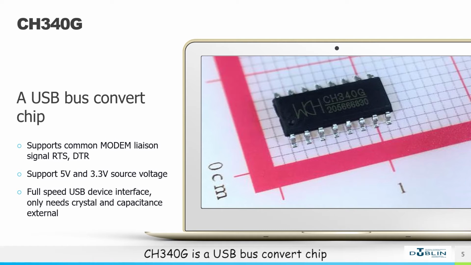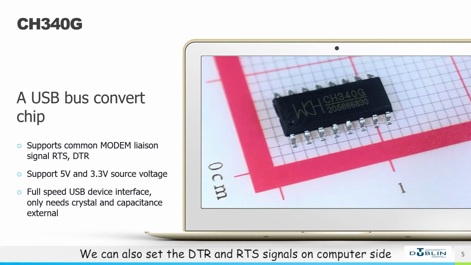CH340G is a USB bus convert chip. It can convert USB data to a serial interface in real time so that we can transfer data and filter designs between the computer and the kit. We can also set the DTR and RTS signals on the computer side.